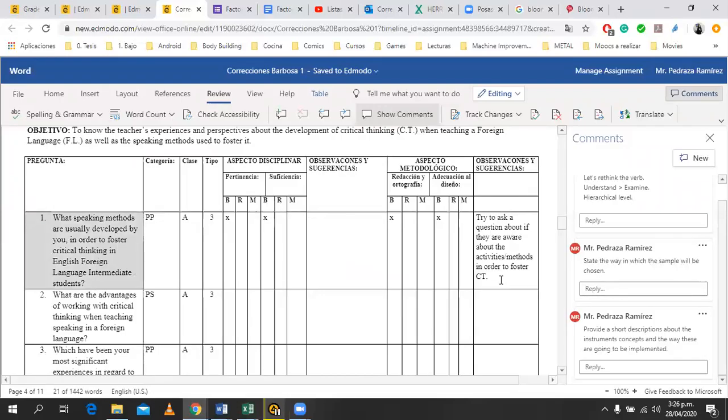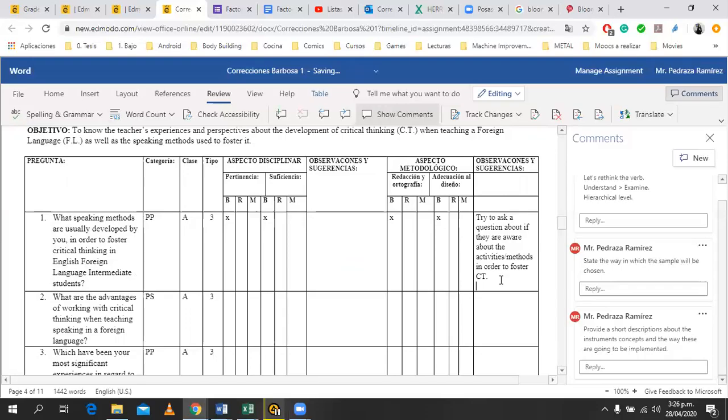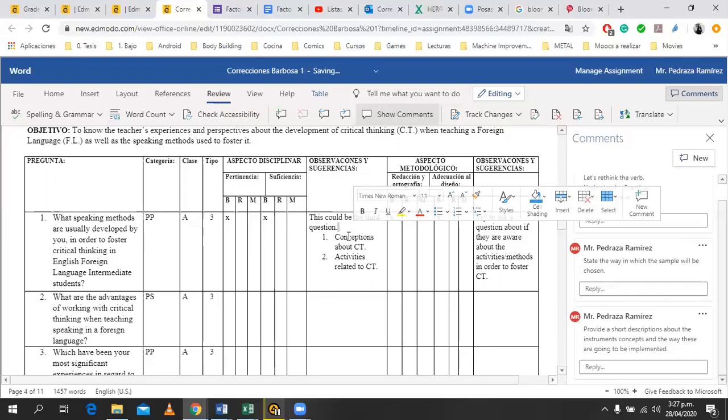Okay. So I shall say that, therefore, by taking into account that one, conceptions about critical thinking, and number two, activities related to critical thinking. So we need to know if they know the concept about critical thinking and the activities related to it. So we can take this into account.